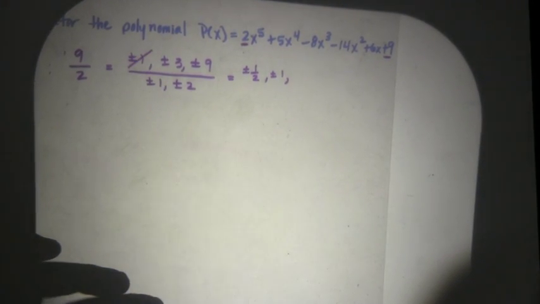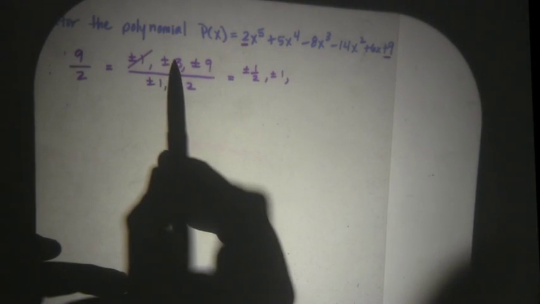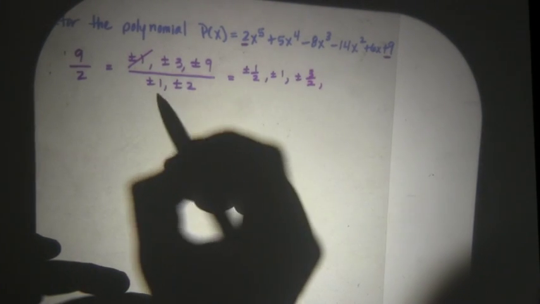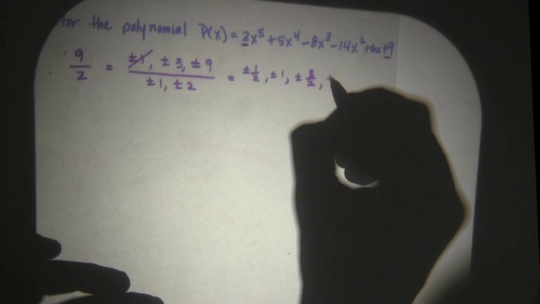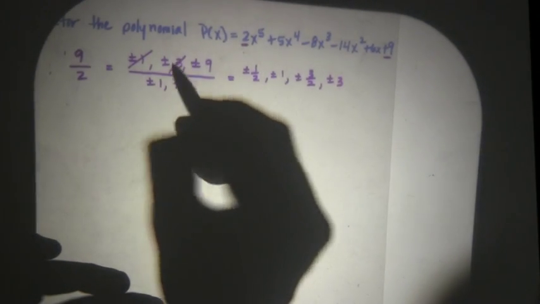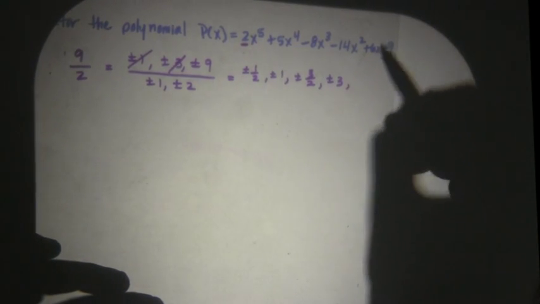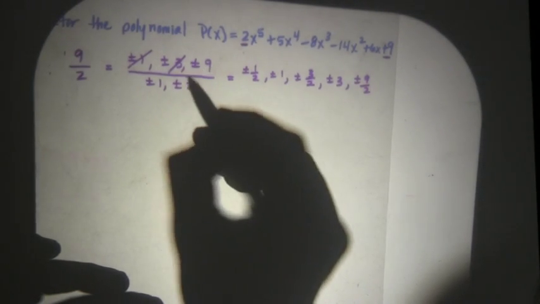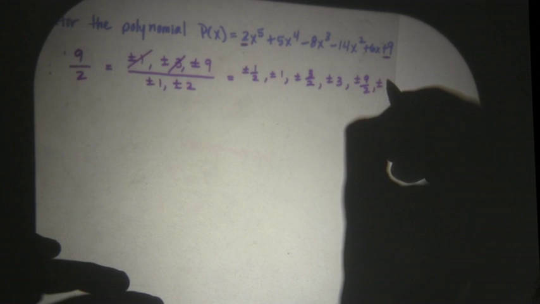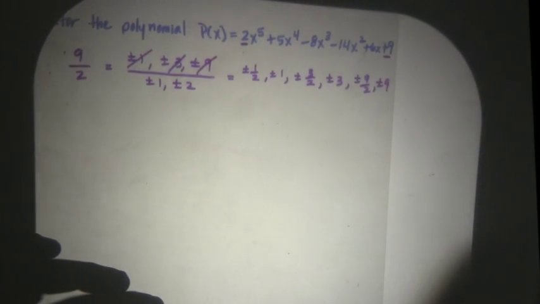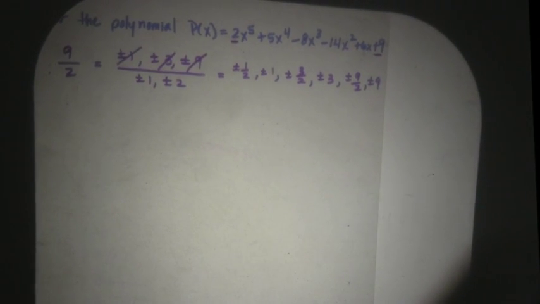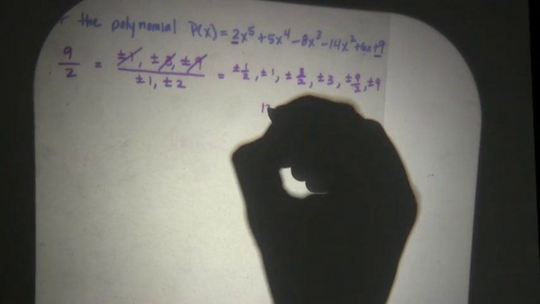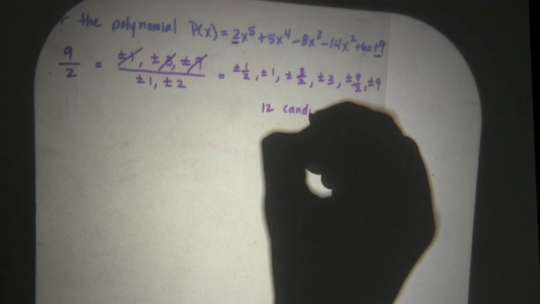And now I'm done with the 1. Then I go to the 3, and I go 3 divided by 2, 3 divided by 1. And I'm done with the 3. Then I go 9 divided by 2, and 9 divided by 1. And now I'm done with the 9. So, at the end of the day, I have 2, 4, 6, 8, 10, 12 candidates.